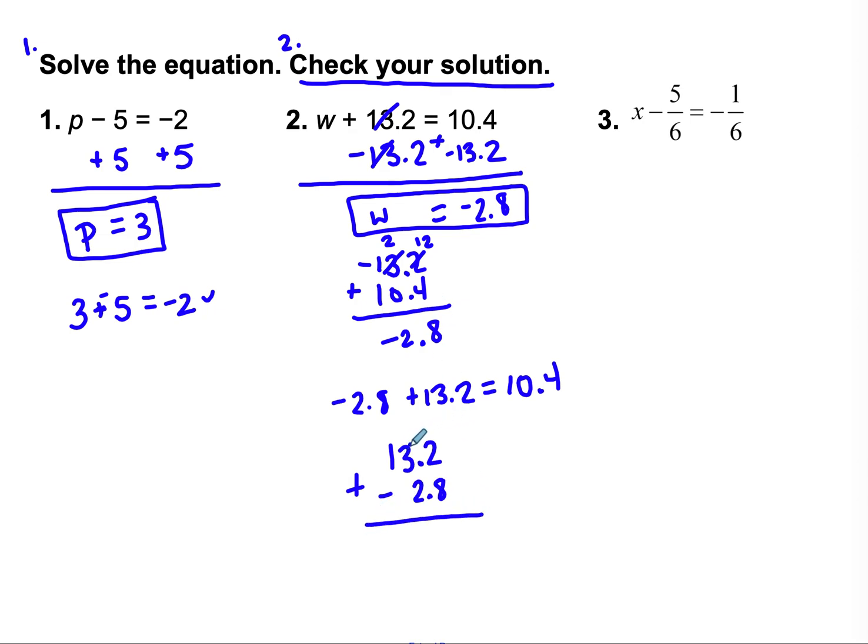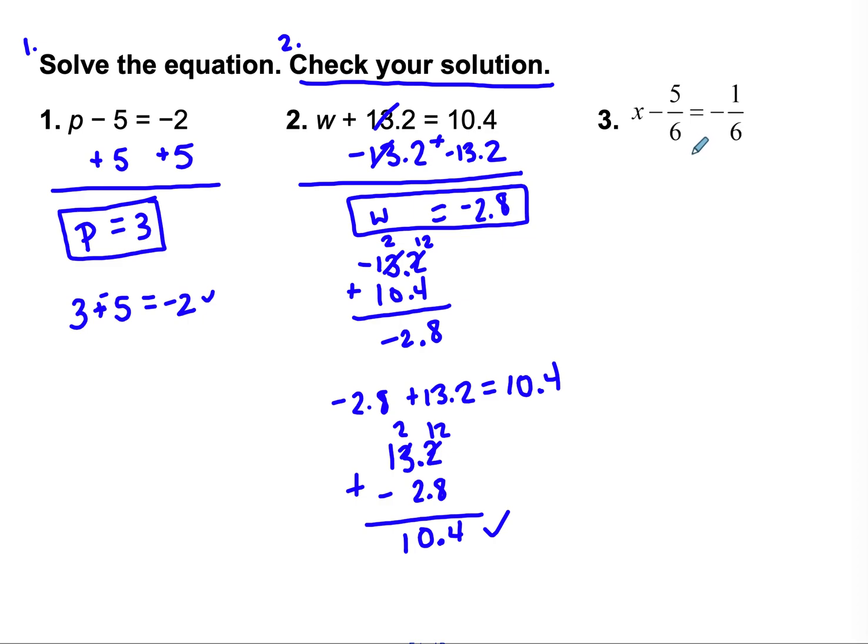All right, so I got to borrow here. That 3 becomes a 2. 12 minus 8 is 4. Bring down the decimal point. 2 minus 2 is 0. 1 minus 0 is 1. More positives, answer is positive. Yep, I got the answer I was looking for. So yes, I've checked it.